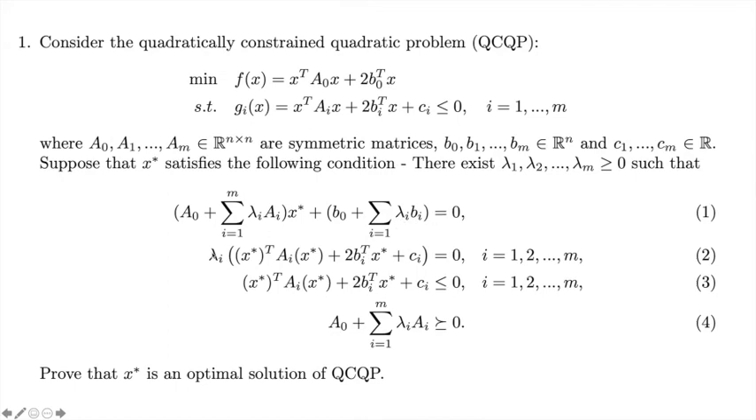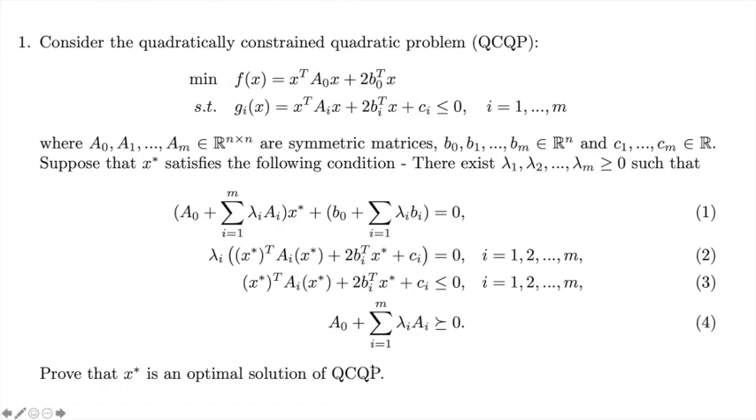Also, for every i, lambda_i multiplied by (x star transpose A_i x star plus 2 b_i transpose x star plus c_i) is equal to 0, and also x star transpose A_i x star plus 2 b_i transpose x star plus c_i is smaller or equal to 0. We are also given that A_0 plus the sum over lambda_i A_i is a positive semi-definite matrix. Let's prove that x star is an optimal solution for the problem. I encourage you to try to prove it yourselves and view the solution only after.